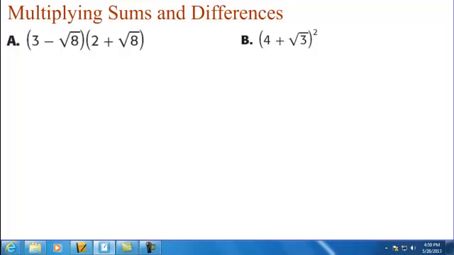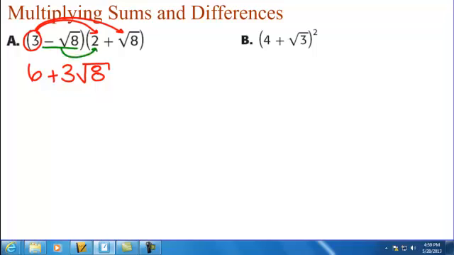So now let's try some double distribution. The rules are the same as they were before. I need to take each of these things, the 3 and the negative root 8, and multiply them by both terms in the other parenthesis. So 3 times 2 is going to give me 6. And then 3 times root 8 gives me 3 root 8. And now I have to do the same thing with negative square root of 8. If I multiply that by 2, it gives me negative 2 root 8. And then negative root 8 times positive root 8 gives me negative root 64.